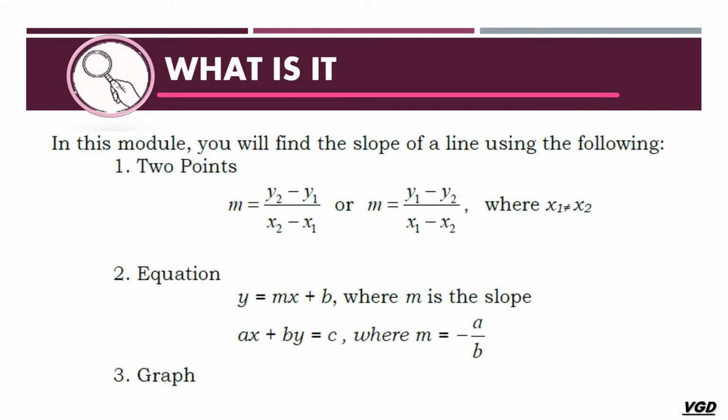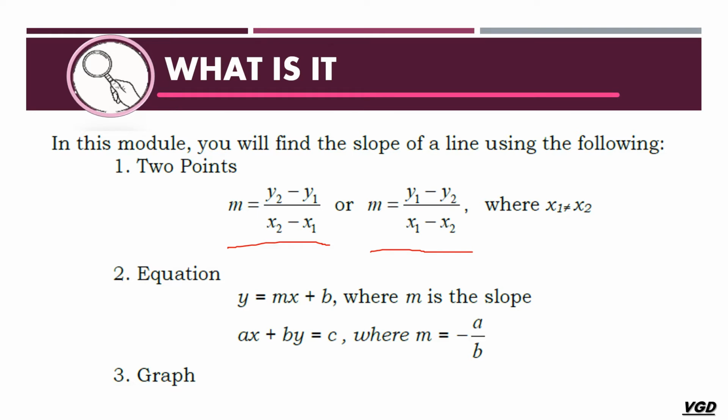What is it? In this module, you will find the slope of a line using the following. First is using 2 points. If you are given any 2 points of the line, you will have this formula: m is equal to y sub 2 minus y sub 1 over x sub 2 minus x sub 1, or m is equal to y sub 1 minus y sub 2 over x sub 1 minus x sub 2, where x sub 1 should not be equal to x sub 2.